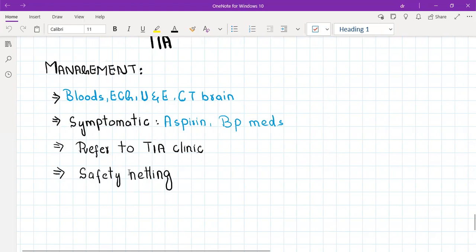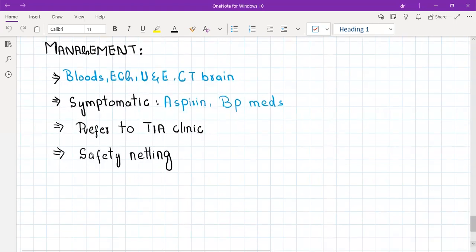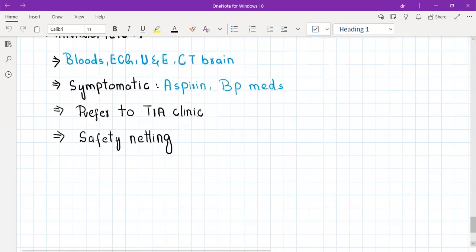So you'll tell the patient if you have any slurring of speech, or any weakness in any part of the body, then please call 999 or come to the emergency department as soon as possible. So that was all about the management of different types of falls. I did not explain the management of BPPV and Meniere's disease because I'll explain them with ENT, where I will explain how to take the history, what investigations to order, and what the management is.